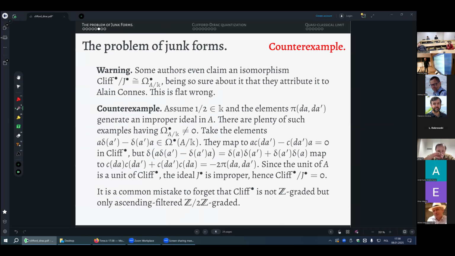So what is the source of the confusion? Where's the point? Could you pinpoint the place in all these considerations, which are many in the literature? People are confusing two things. They are starting with the differential graded algebra of universal forms, and they are trying to think about the Clifford algebra as a differential graded, Z-graded algebra, which is wrong, because it's not.